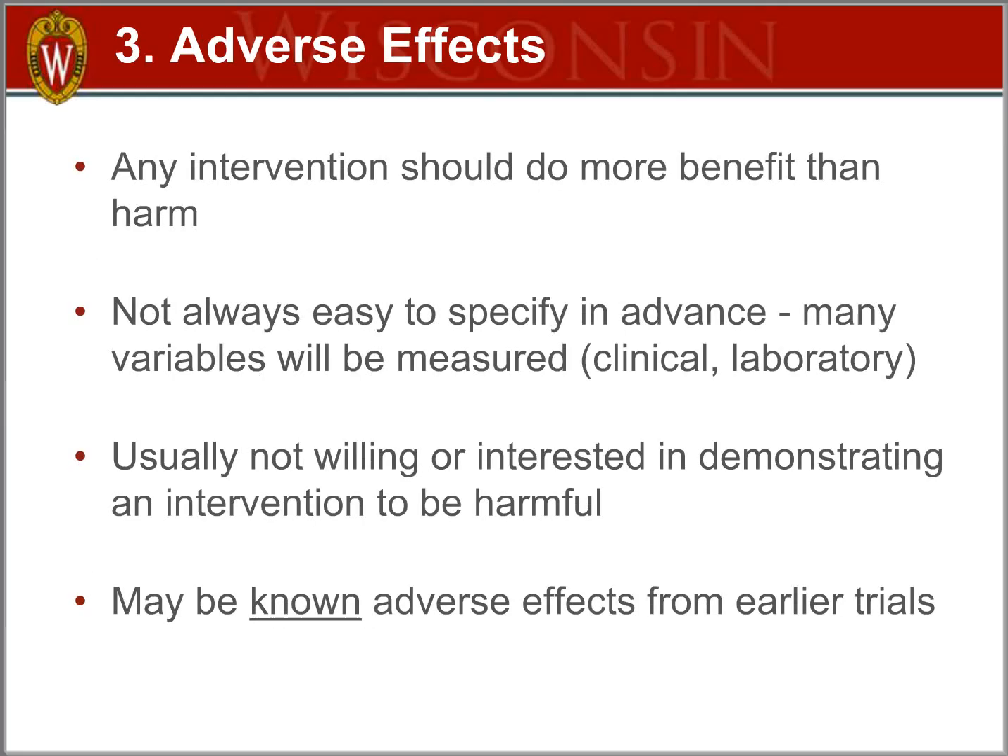One of the more challenging aspects in clinical trials and examining questions is we obviously want to look at benefit versus risk. Risk can be assessed in part by the number of adverse events we see. We believe if we're going to use an intervention, it should have a favorable benefit-risk ratio. That is, we should do more benefit than harm. It's not always easy to specify in advance. Many variables will be measured, clinical, laboratory, and so forth. We're usually not willing or interested in demonstrating intervention to be harmful, but we may know about some adverse events from earlier trials we need to pay particular attention to.